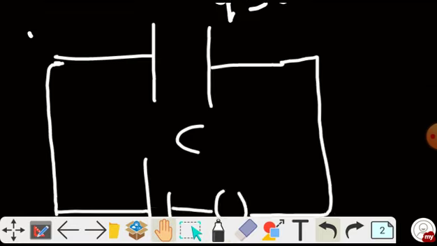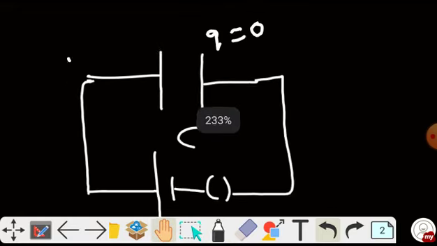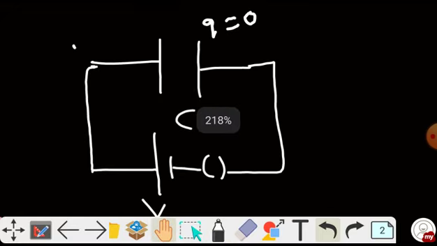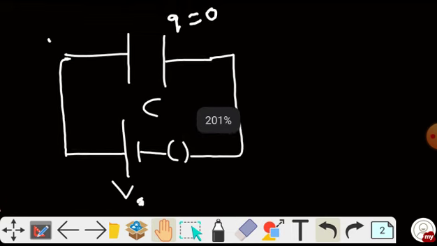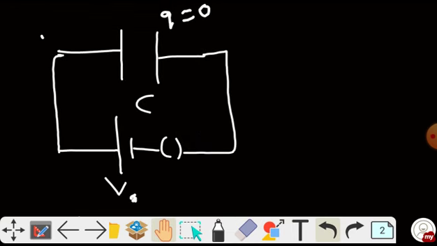Now, in order to charge this capacitor, I will connect it with a battery. So let's say I have connected it with a battery of EMF V0 with a key. In order to start the charging process, I will have to close the key. As soon as I close the key, this battery will start sending charge towards the capacitor.